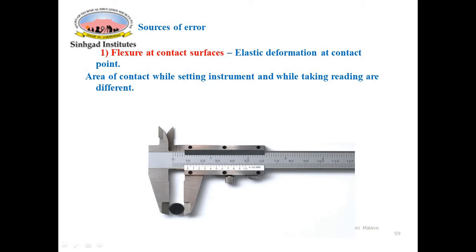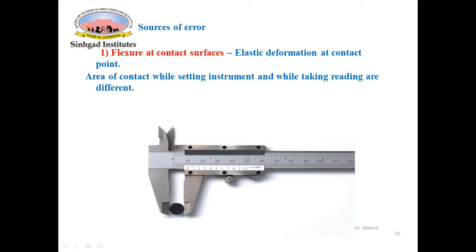So the first type of error is called flexure at the contact surface. So what is this flexure at the contact surface? Flexure at the contact surface is nothing but the elastic deformation at the contact point, because you can see here, this is a vernier caliper, and the objective is to measure the diameter of this particular component.